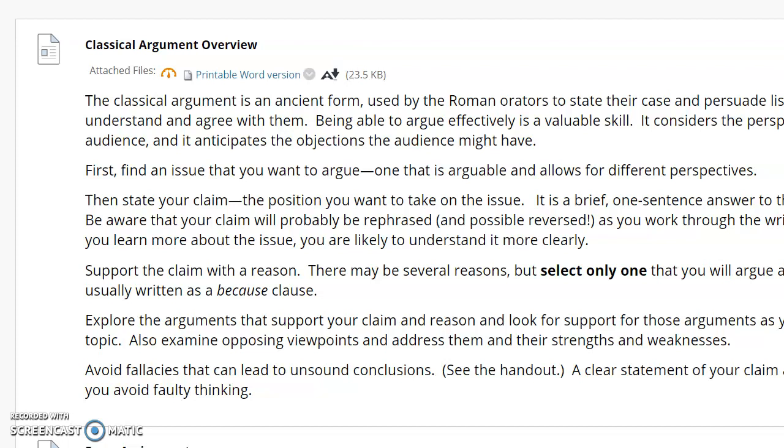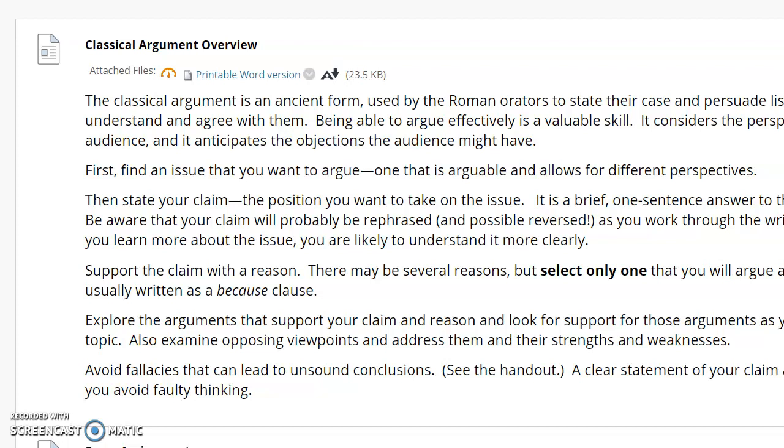And so this is an ancient form. It's a form that the Greek and Roman orators used to state their cases and to persuade listeners to understand and agree with them. Being able to argue effectively is just an unbelievably valuable skill. It's valuable in our personal lives. It's valuable in our workplaces, to be able to hear what someone else is saying and to see the strengths and the weaknesses of it, and then to talk about our perspective on a situation, maybe trying to solve a problem or whatever.